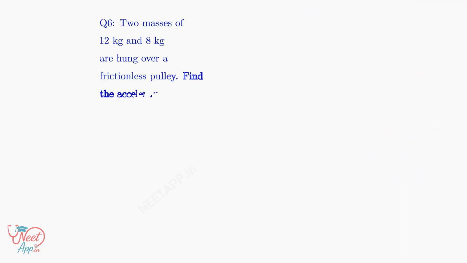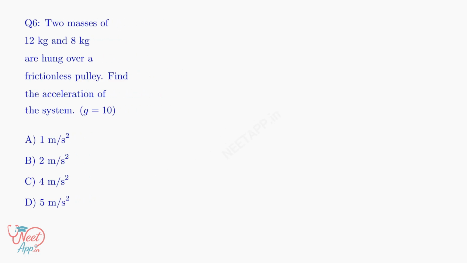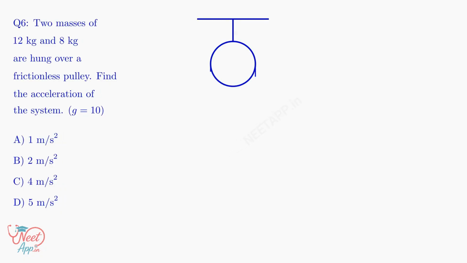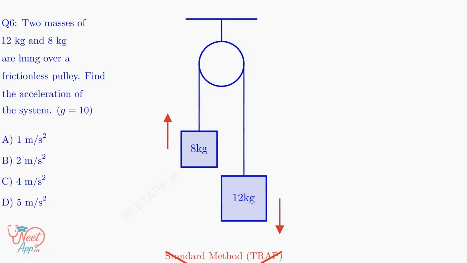Our final question for part 1 covers the classic Atwood machine. Two masses, 12 kg and 8 kg, are hung over a frictionless pulley. Find the acceleration. Let's draw the pulley system. We have the fixed ceiling, the circular pulley, the lighter 8 kg mass accelerating up, and the heavier 12 kg mass accelerating down. The textbook trap, writing two separate force equations for each block, balancing tensions and solving them simultaneously. This algebraic nightmare drains your exam time.